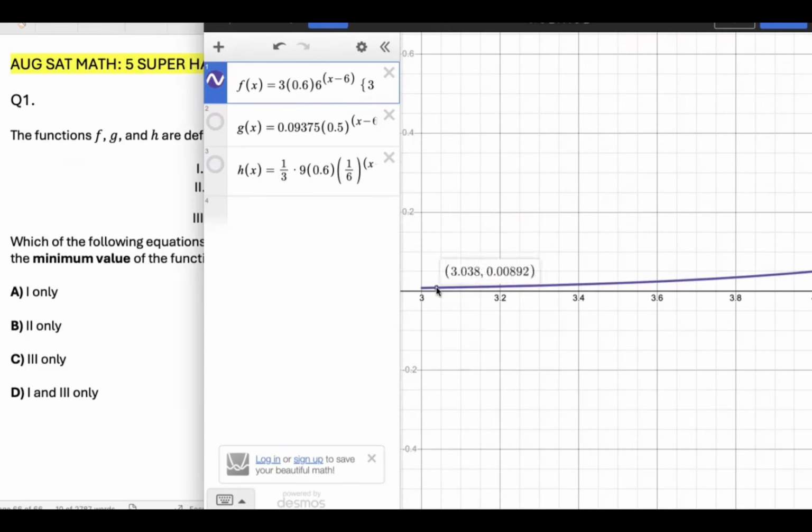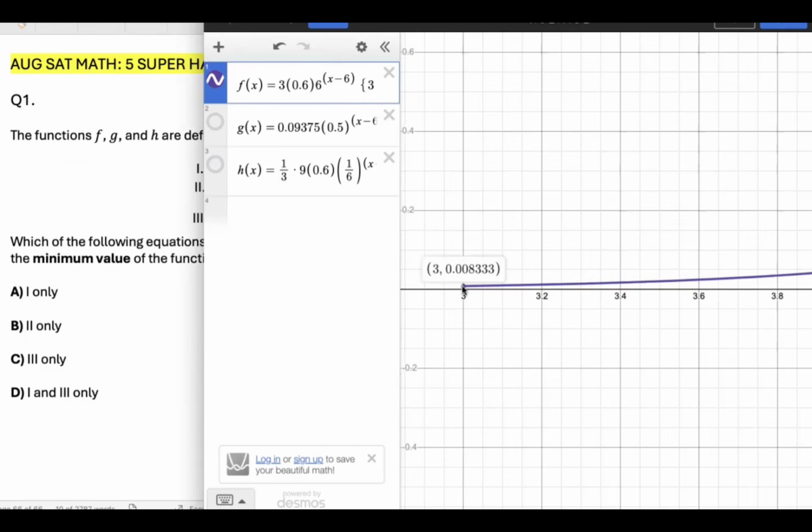What is your minimum value? You can find the value. What is it? 0.003. The minimum value is here, 0.008333. We don't see it here. Therefore, this is absolutely wrong. We don't see the coefficient or constant as a minimum value.